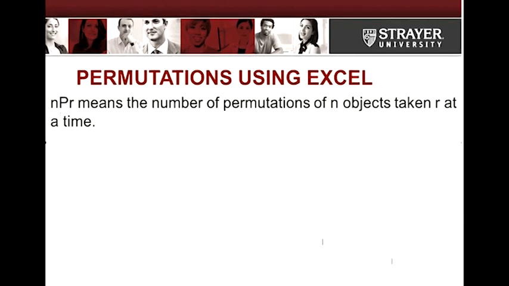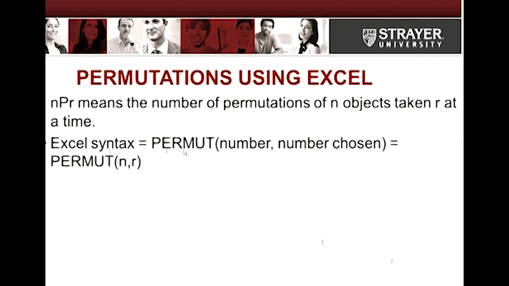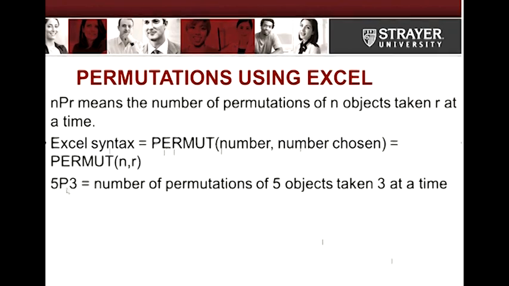You can also do these using Excel. NPR means the number of permutations of n objects taken R at a time. So in Excel, you would type PERMUT, parentheses, the big number, comma, the little number. And it would be PERMUT, parentheses, n, comma, R, close parentheses. Remember to always start with an equal sign. The equal sign tells Excel that this is a formula. Without the equal sign, it's just some words.